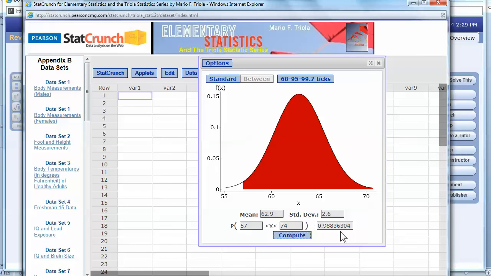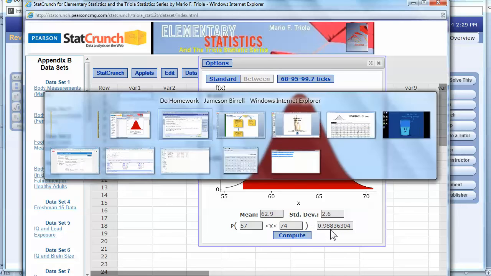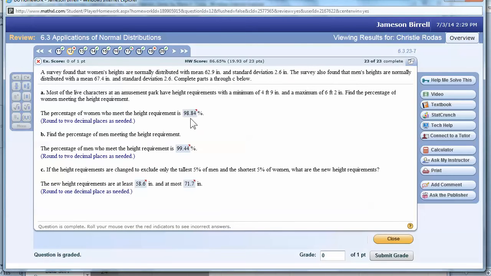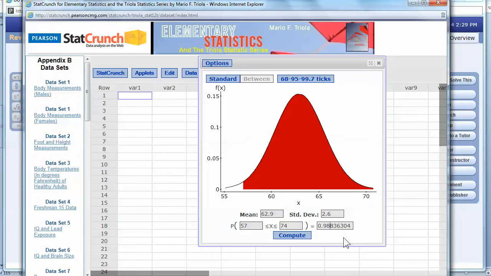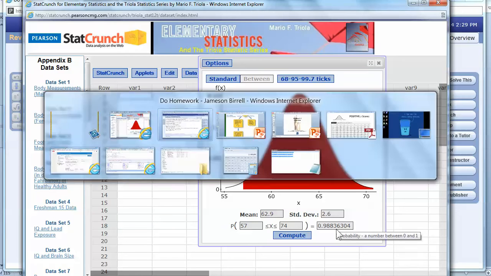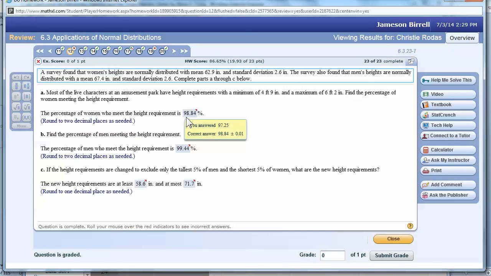And it says 98, if I move the decimal over 2, right? 98.83%. Let's see why they, I'm sorry, rounding 84. So that's why they gave us as a right answer 98.84. All right. Okay, then the next one, find the percentage of men meeting this height requirement.